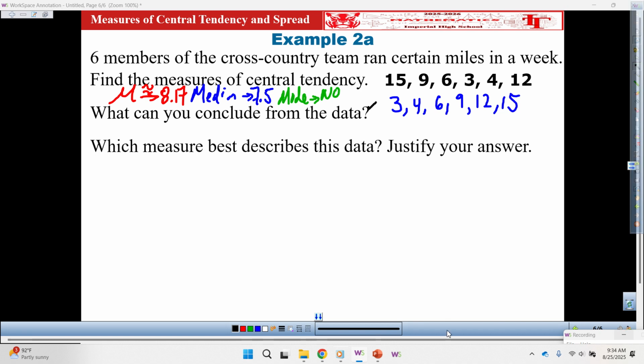All right, Ezra's going to share. What would you say, Ezra? Some track members are putting in more work. That is correct.